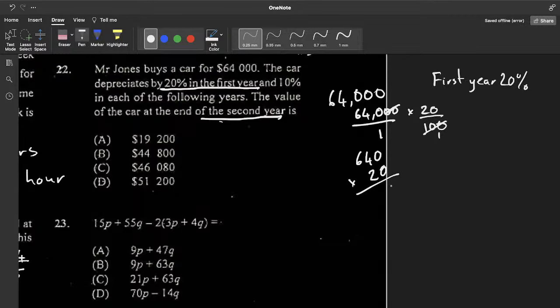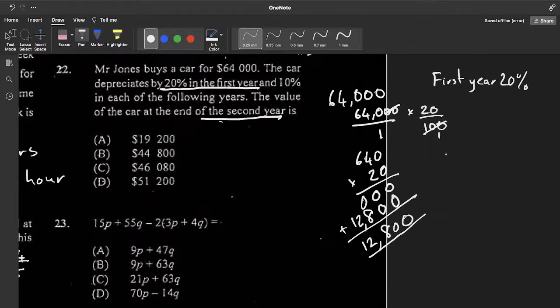So 0 times 0 is 0. 0 times 4, 0. 6 times 0, 0. Remember, we have to bring a 0 here. Don't forget it before we start multiplying that. So 20 times 0 is 0. 2 times 4 is 8. 2 times 6, 12. So if we add these together now, we'll have 12,800. That's going to be deducted from this original price.